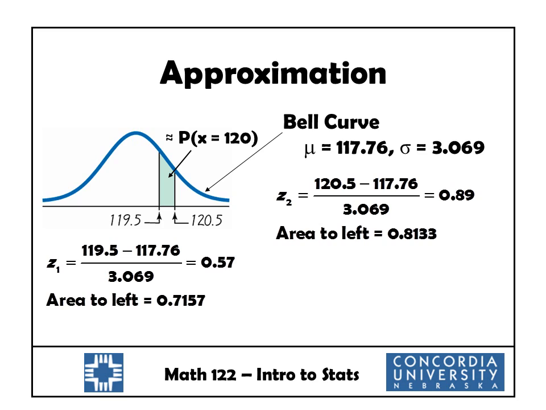Now we're going to convert that other number, 120.5, into a z-score by subtracting the same mean and dividing by the same standard deviation that we just used, and that comes out to be 0.89. And then we look at our z-score table. The area to the left of z equals 0.89 is 0.8133. And so we subtract that large area minus the small area to get the total area, the whole shaded region there. That comes out to be 0.0976. So that's the area underneath the bell curve between 119.5 and 120.5.